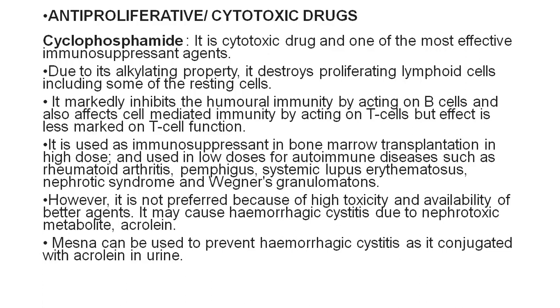So it has a metabolite called acrolein. Mesna is a drug that can be used to prevent hemorrhagic cystitis, as it is conjugated with acrolein and excreted in urine. When you give the drug, it gets combined with acrolein, which is a metabolite of cyclophosphamide, and along with acrolein, it gets excreted in the urine. So you can prevent hemorrhagic cystitis.